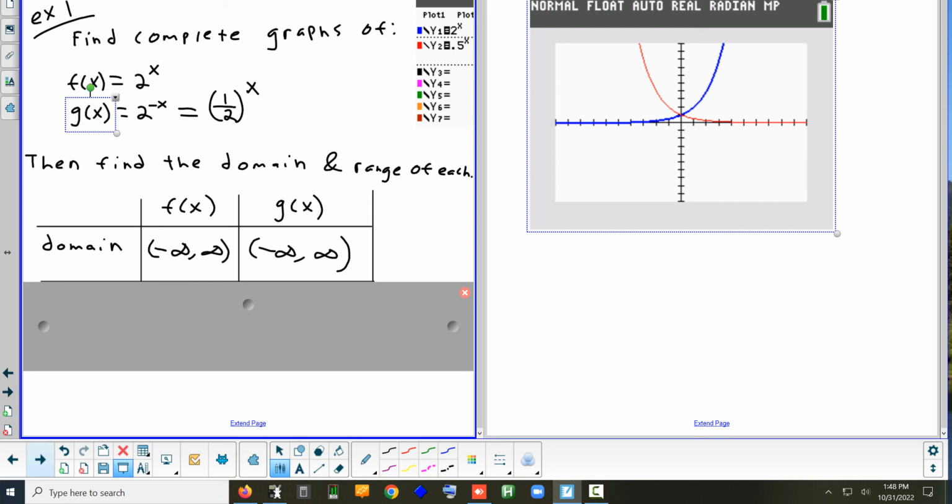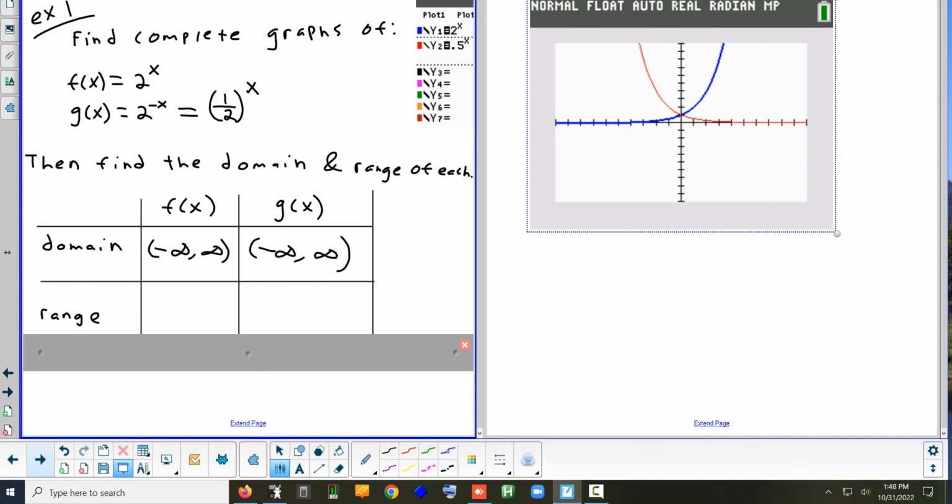Now, how about the range? What's the range of the graph in blue? That's up and down. The blue one is 0 to infinity. It starts at 0, never touches it, goes up forever. So the blue one, just to color code it for you, that's the blue one. That's the red one. What about the red one? What's the range on that? It's still 0 to infinity. So even though these are mirror images of each other, they have the exact same domain and range.